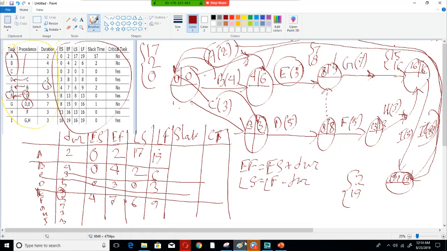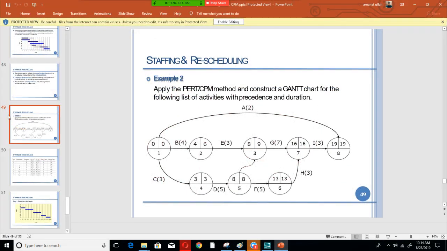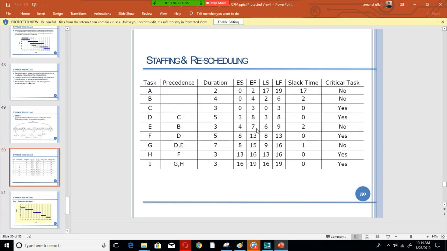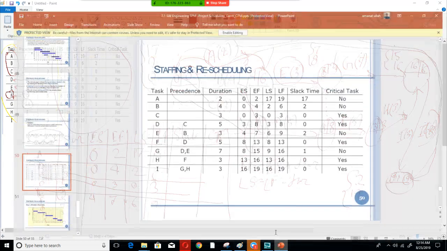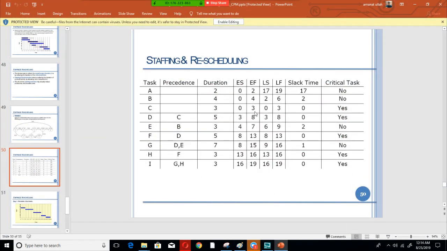Let us check if our results match. Yes, 4, 7, 6, 9. So with this formula you can easily find all of these values, right?